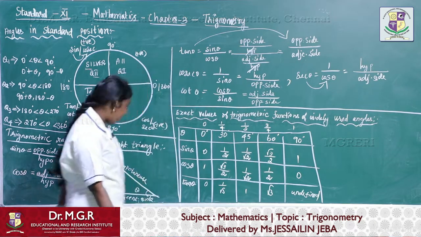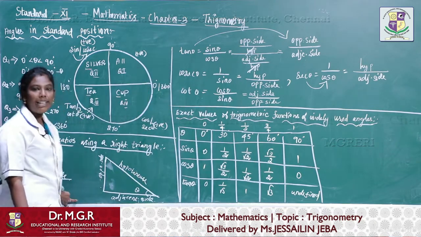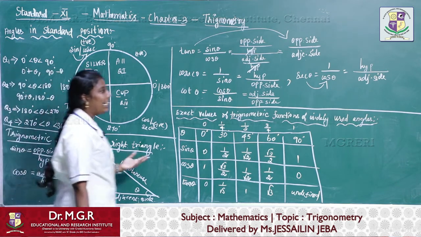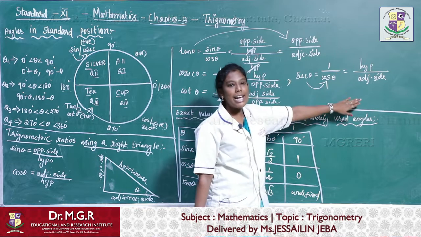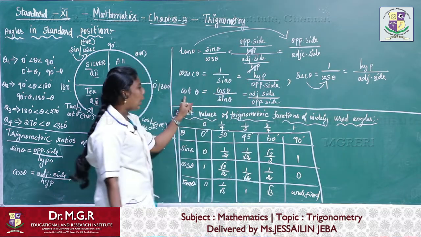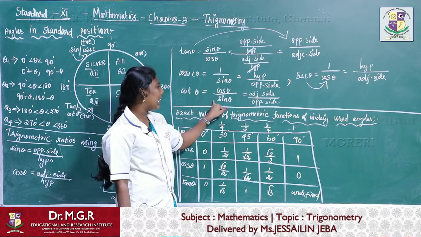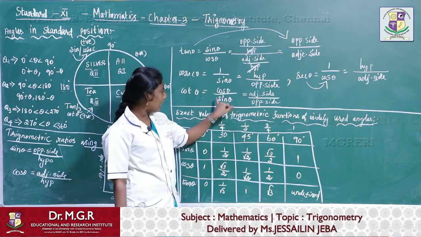What is the formula for cos theta? Adjacent side by hypotenuse. So we can write sec theta as hypotenuse by adjacent side. And then cot theta. Cot theta we can write as cos by sine.